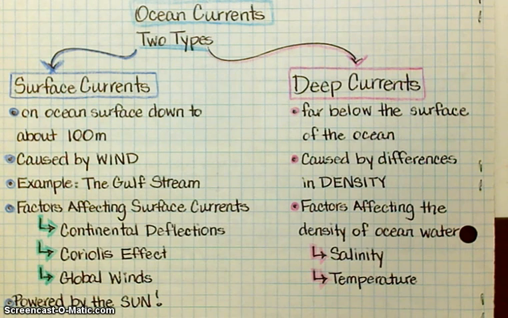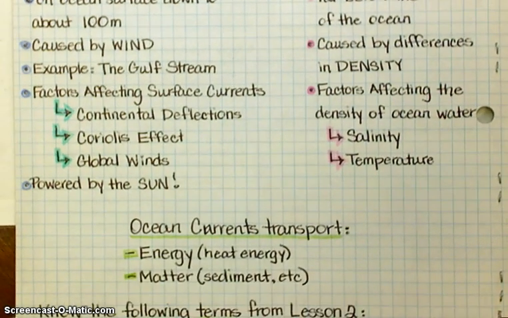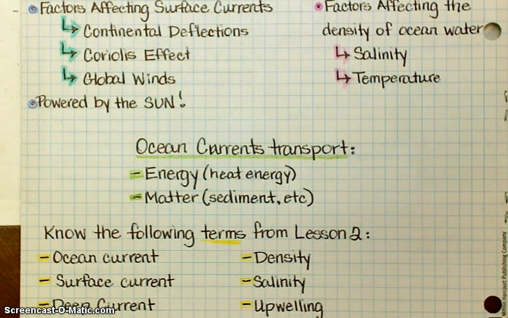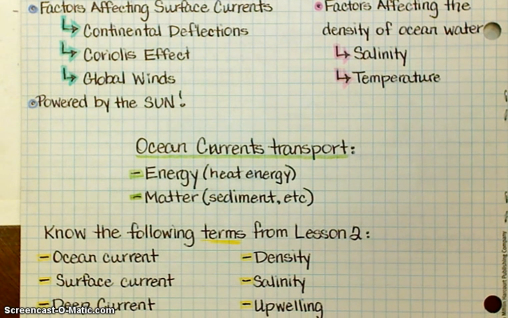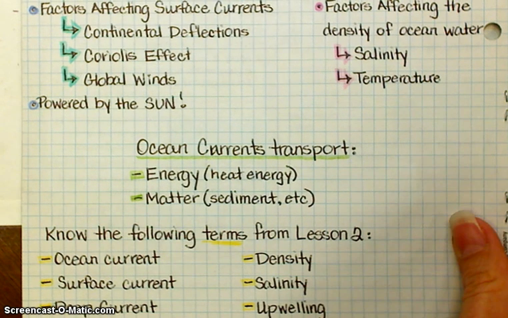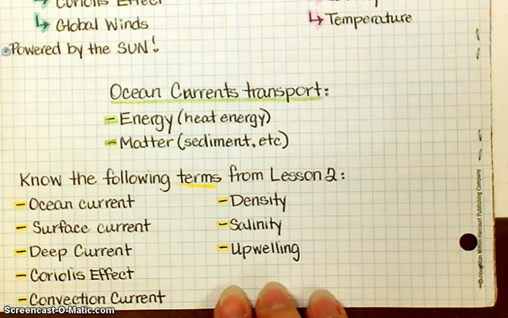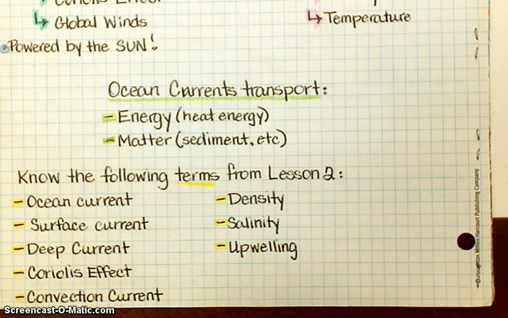Down at the bottom, ocean currents transport two things primarily. Ocean currents move energy from place to place, primarily heat energy. And ocean currents also move matter, sediments and things like that. So ocean currents transport matter and energy. Now you do not have to sit and define these, but it does say to please know these terms, and you do need to know them.